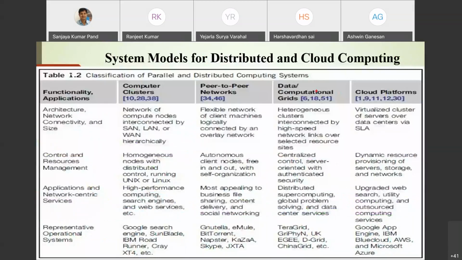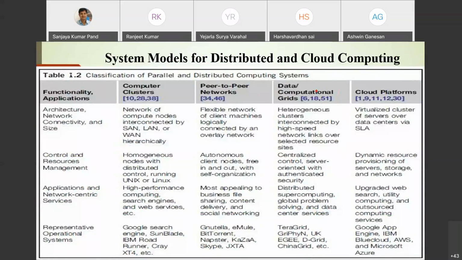Parallel distributed systems can be compared using a few functionalities and applications, right? There are also some real-life aspects where you can distinguish one system from another. For example, the first comparison is architecture, network, connectivity, and sites.